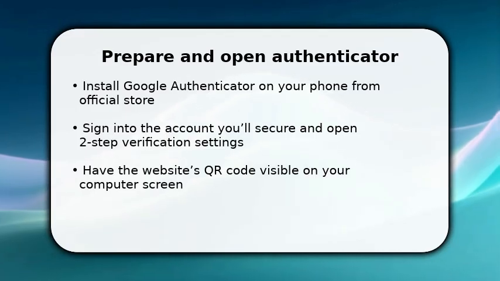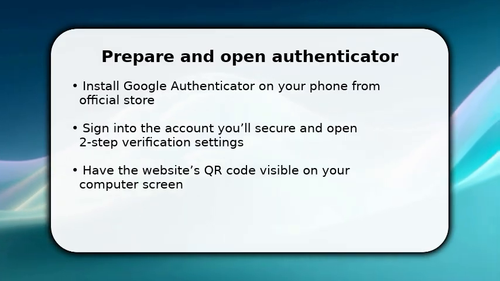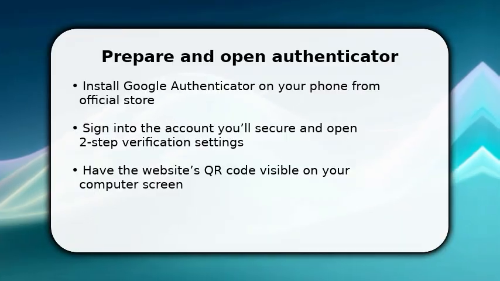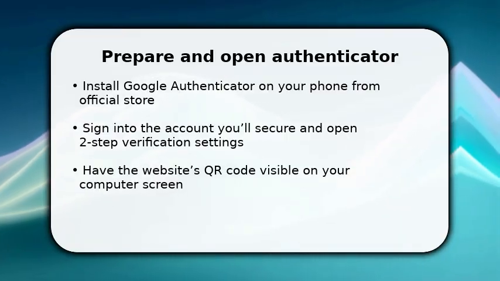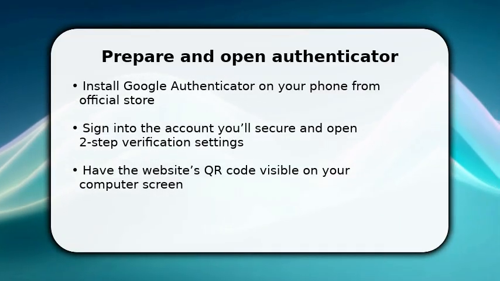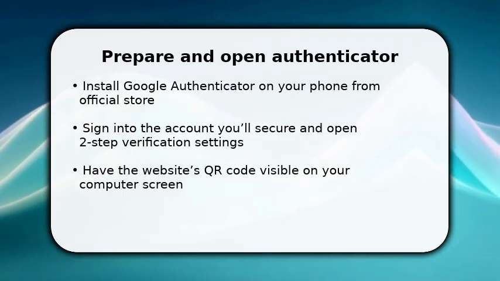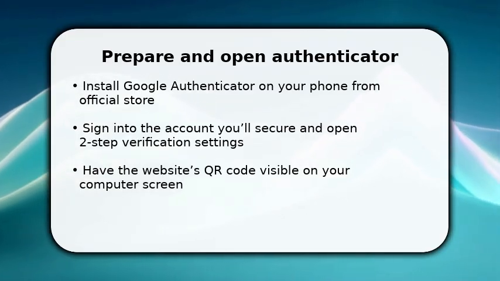You're starting in the right place. Install Google Authenticator and sign into the account you want to protect. Once done, open the account's two-step verification or security settings and display the QR code on your computer. Make sure your phone camera is clean and grant the app camera permission.